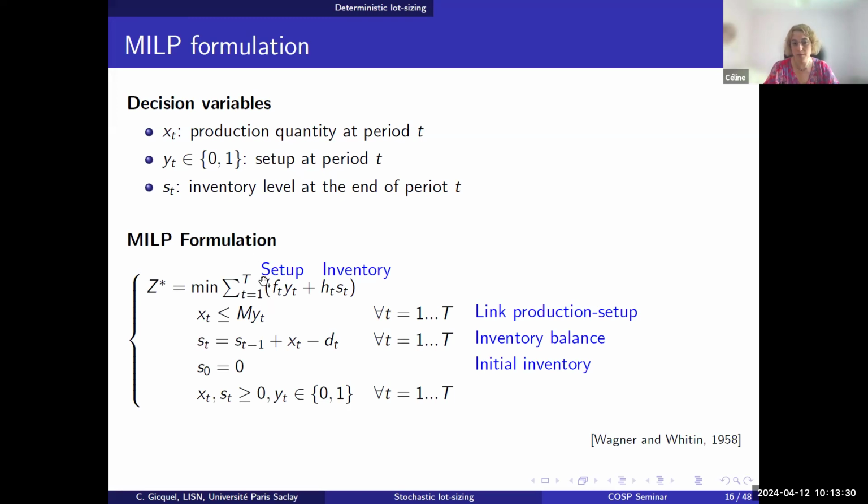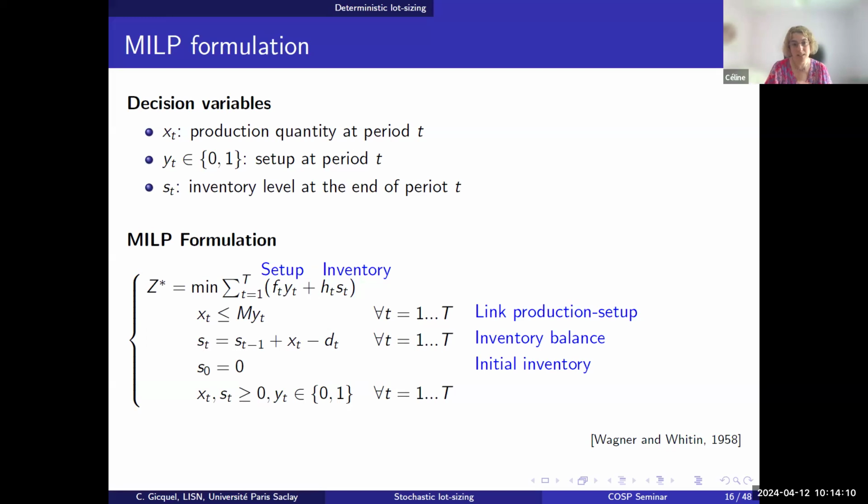We want to minimize the sum over the horizon of the setup and inventory holding cost. Then we have a set of constraints to link production and setup variables. So as long as I want to produce something, so as long as x_t is non-negative, then y_t will have to be set to 1, and we will have to pay the setup cost. Then we have inventory balance equations. So these ensure that the inventory level at the end of period t is equal to what we have at the beginning of the period plus what we have produced minus what has been retrieved from inventory to satisfy the demand.